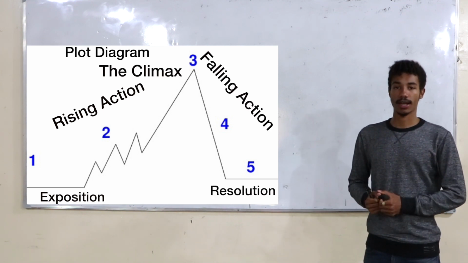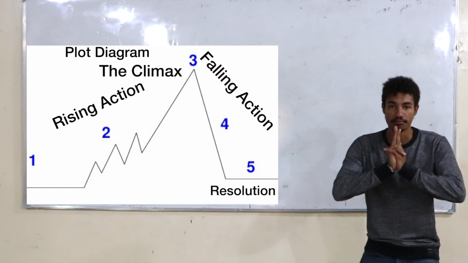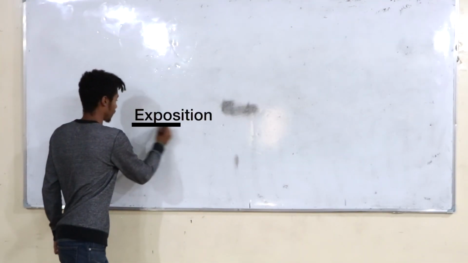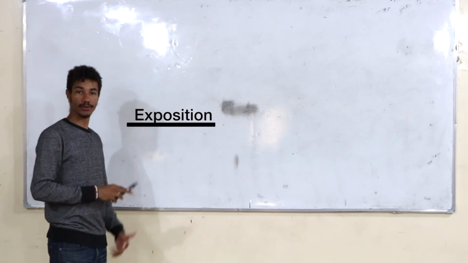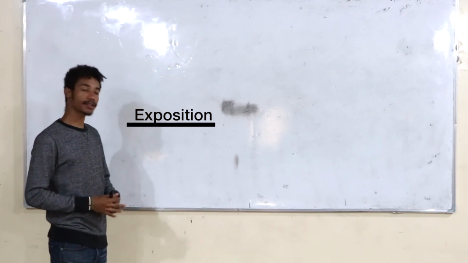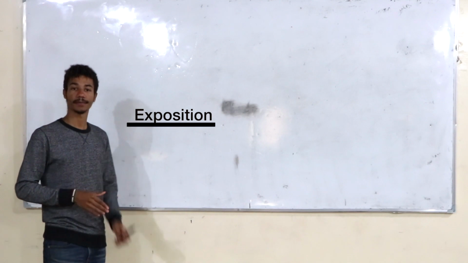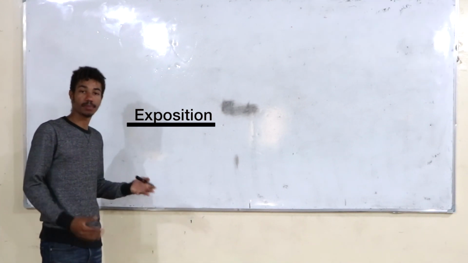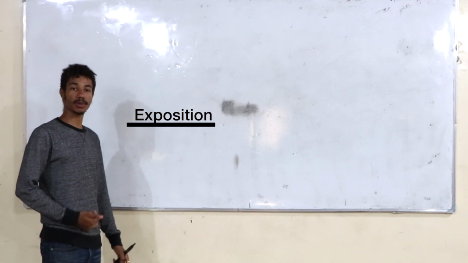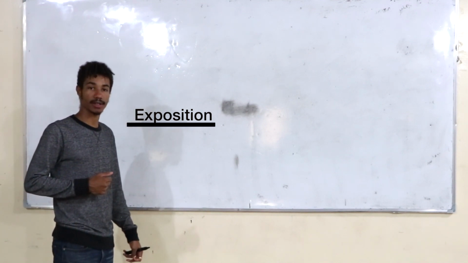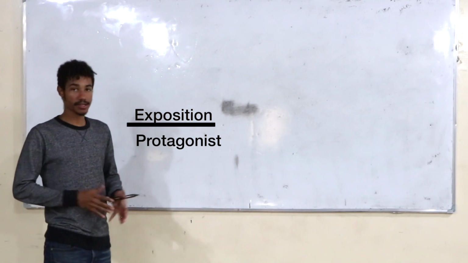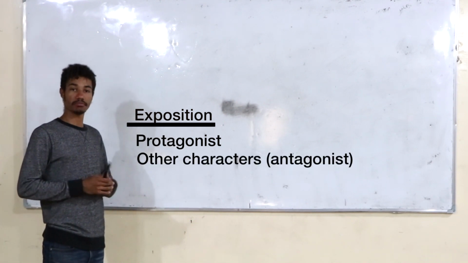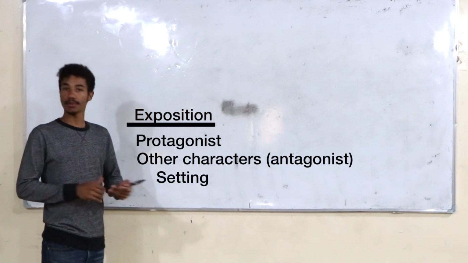Let's use Naruto as an example. Check it out. First, we have the exposition. Notice how it is a flat line. I like to pretend this is a heart monitor. You might not get too excited or sad, but here is where you would find important pieces of information, such as the protagonist, like we mentioned before, other characters of importance, the setting, and things like that.